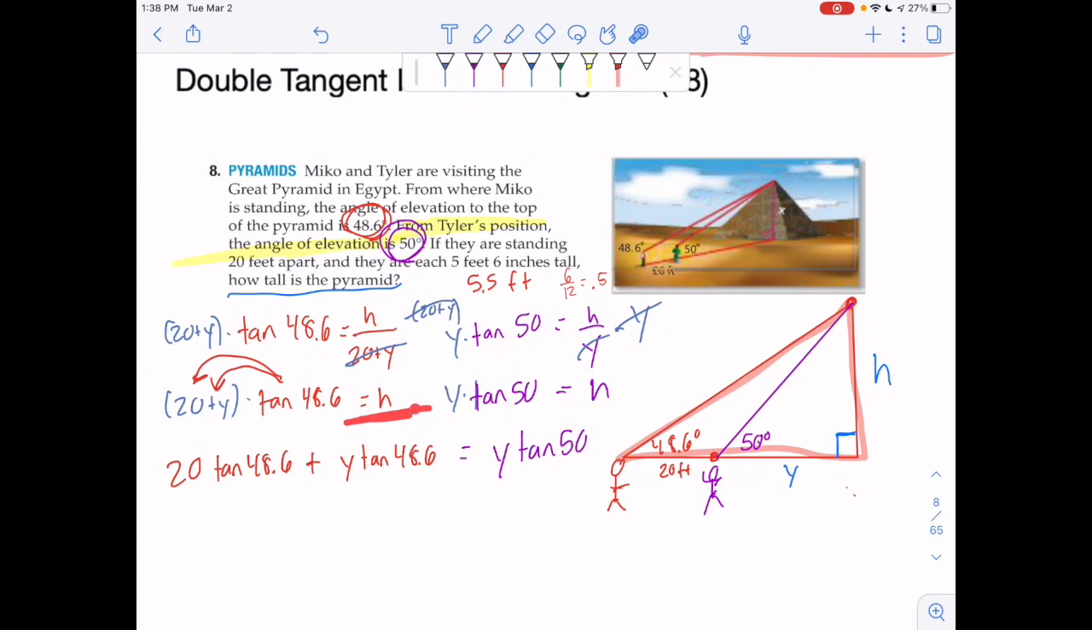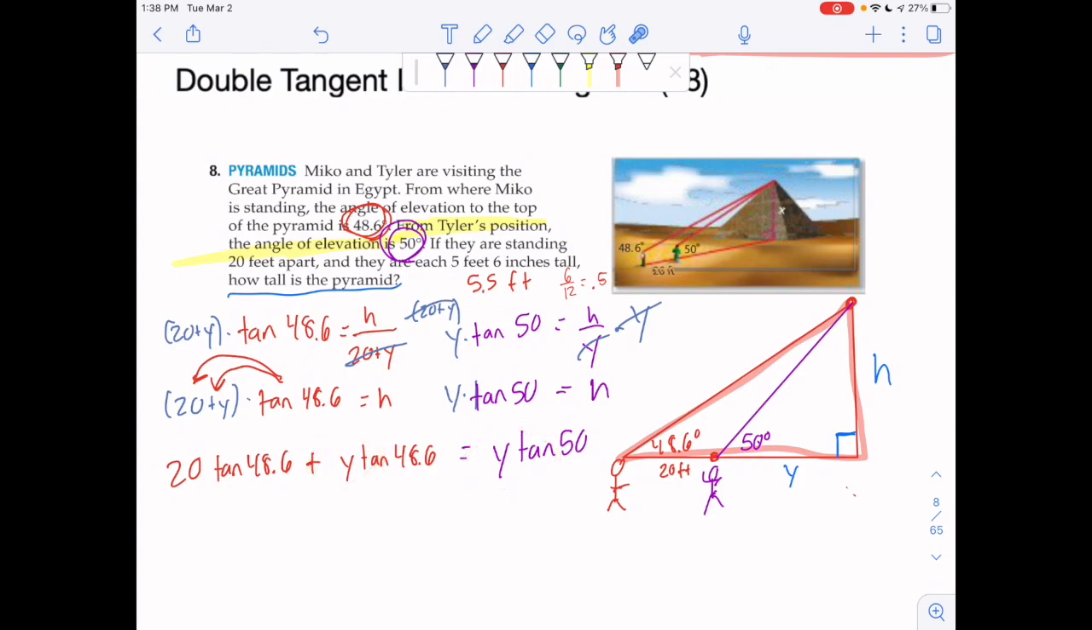So essentially, they both equal h. So I set this equal to this, okay? And again, I distributed the tangent 48.6. So now from here, you only have one variable now. You guys solve for y.